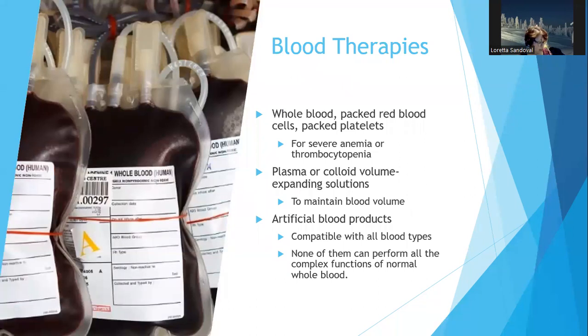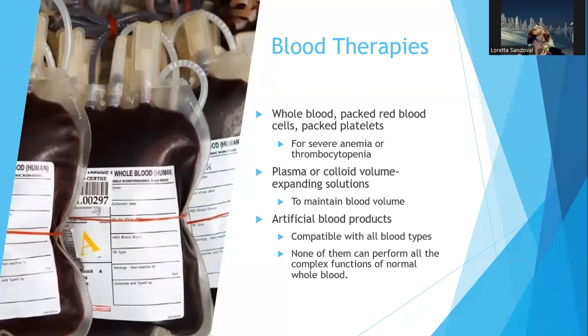So you can get blood transfusions, obviously, as whole blood, or packed red blood cells, or packed platelets. If somebody has severe anemia or thrombocytopenia, they're often given those blood products. Plasma or colloidal volume expanding solutions are administered. They don't have any cells in them, so you're not going to have a reaction to them because they don't have the antigens or antibodies. Those are carried on cells.